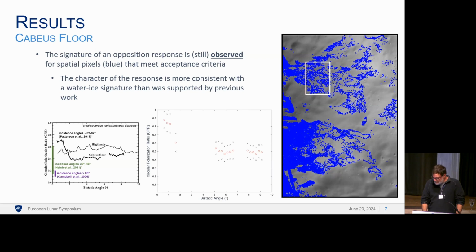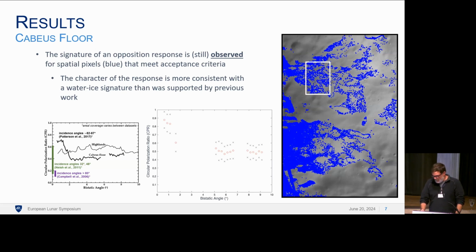But what we can see is when we isolate those spatial pixels, we establish a criteria for what we're looking for, which are data with a negative slope at low bistatic angles, right? So we isolate pixels that show that particular criteria. We can still observe a response that is indicative of an opposition surge. It is a stronger response, more consistent with water ice than what our 2017 paper produced. So you're getting CPRs that are approaching 1 as you get to 0 phase.